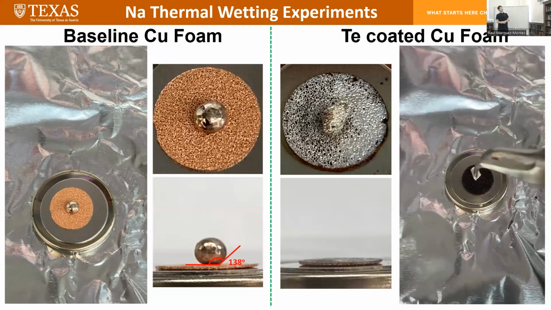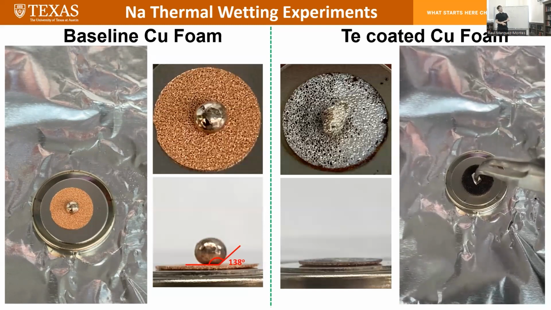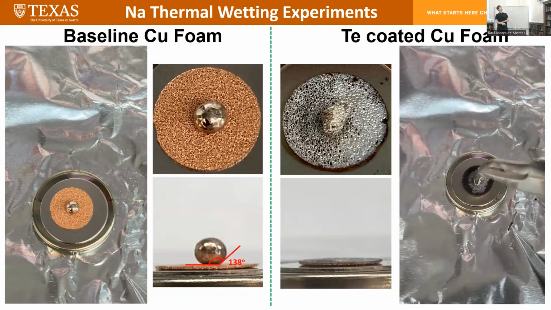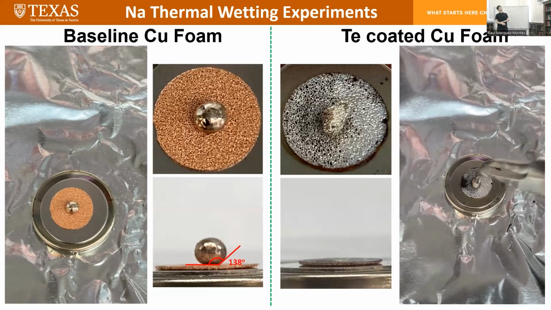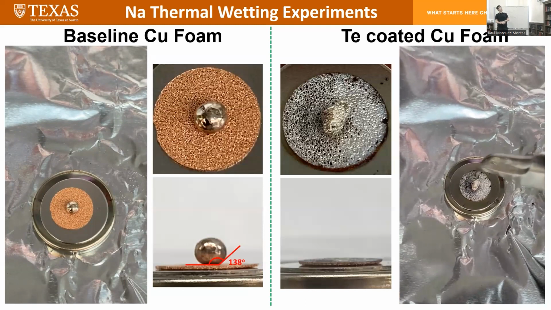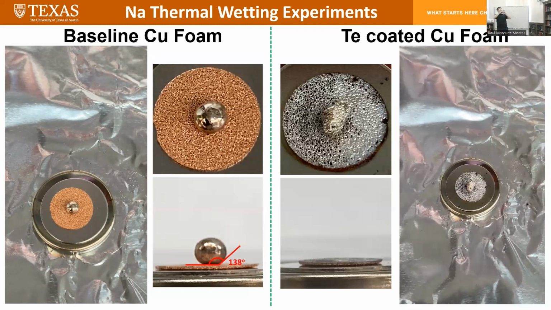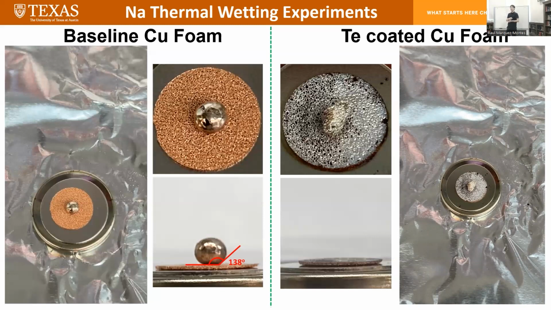Again, a small chunk of sodium is put on the preheated substrate. You see the sodium just quickly melts and infiltrates into the collector. After that, you can see the contact angle is almost zero, obviously. So it fully wets the whole structure. That gives us again a very direct proof.